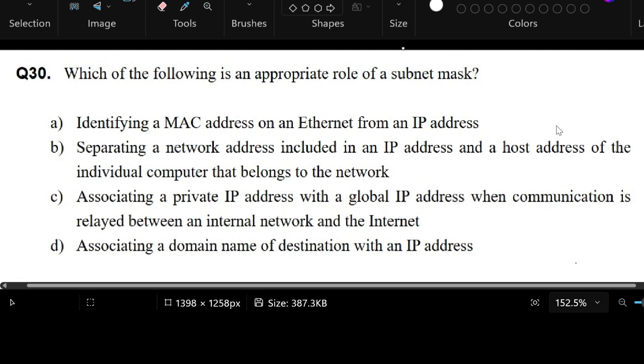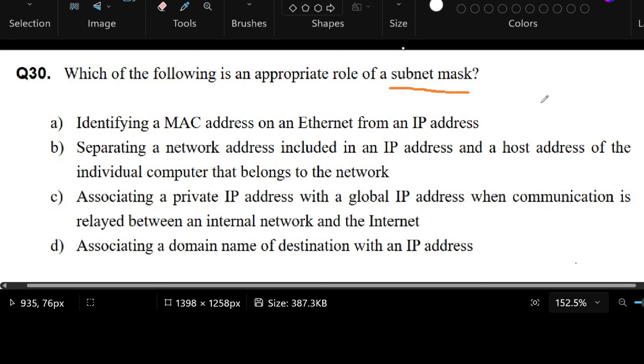Question number 30 of the ID Passport exam from PhilNITS. In this question, we are being asked, which of the following is an appropriate role of a subnet mask? We first need to highlight the phrase subnet mask because this is what we need to look for. And then we read each and every choice, and then from there choose the best answer.